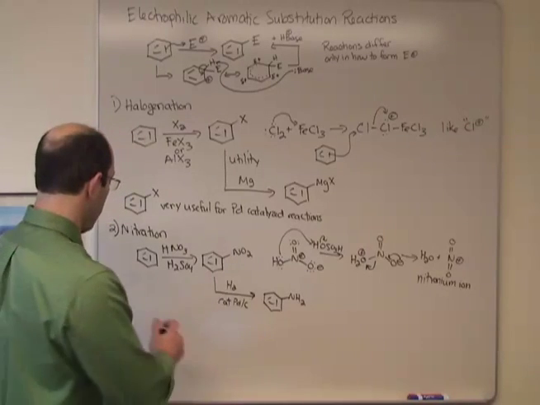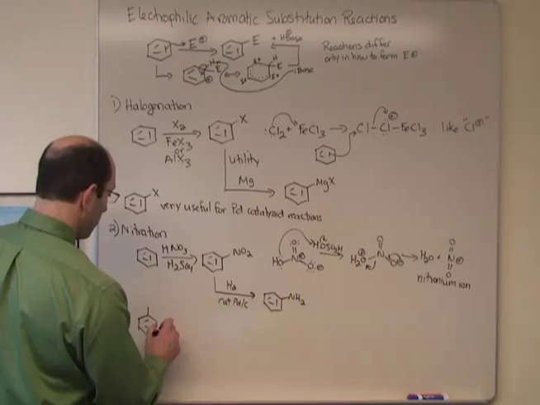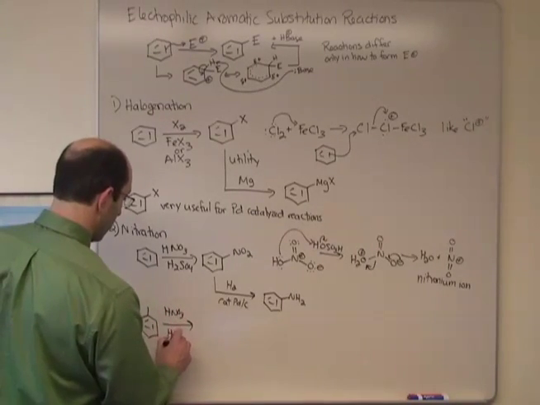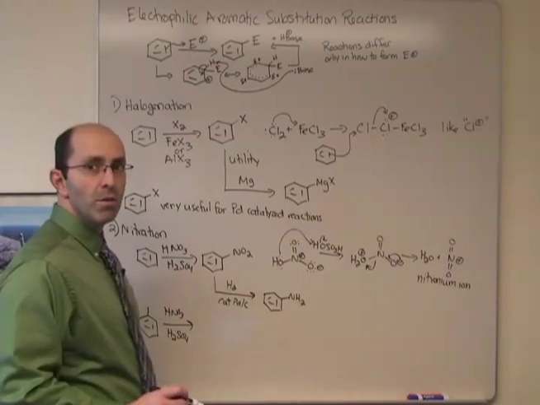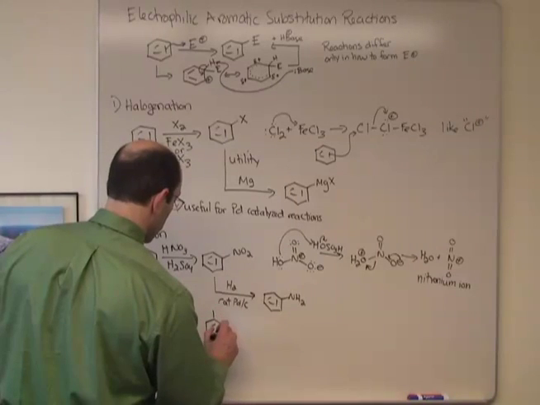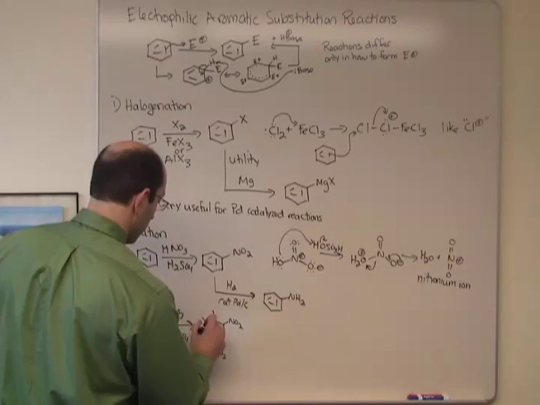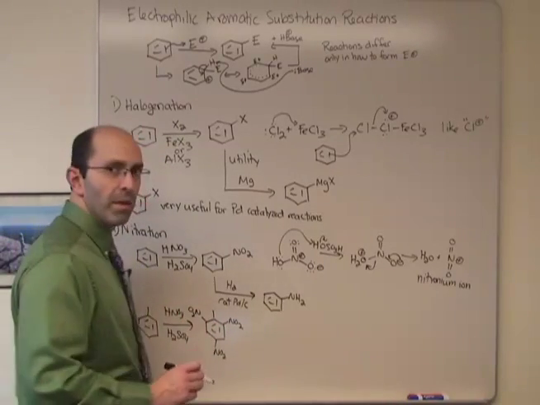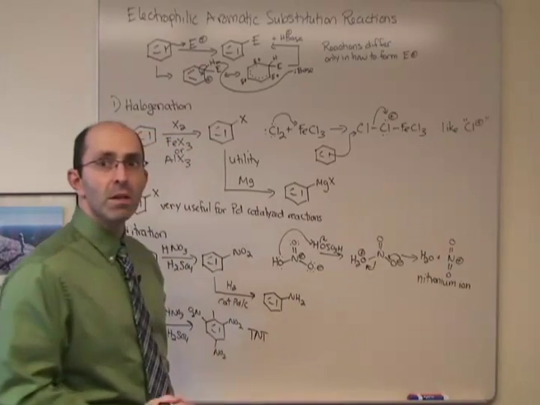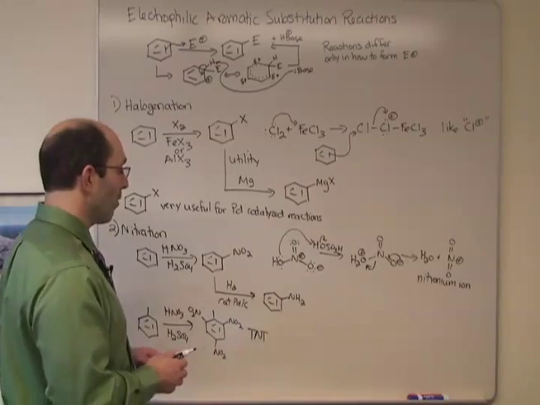The other useful thing, and you may have thought about this in the lab, but if you take toluene and you do this reaction and you add 3 nitro groups, that's trinitrotoluene, right? And so that's a synthesis of TNT, right? So a bunch of uses for nitration of aromatics.